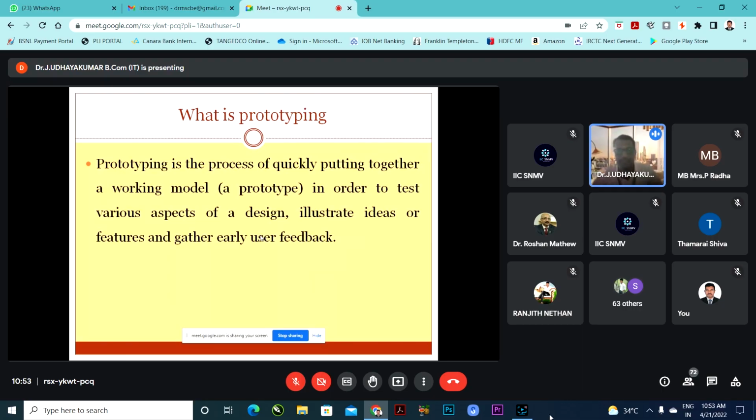That is prototyping. Prototyping is the process of quickly putting together a working model in order to test various aspects of a design, illustrate ideas or features, and gather early user feedback. It is not a final product. It will be the demo.